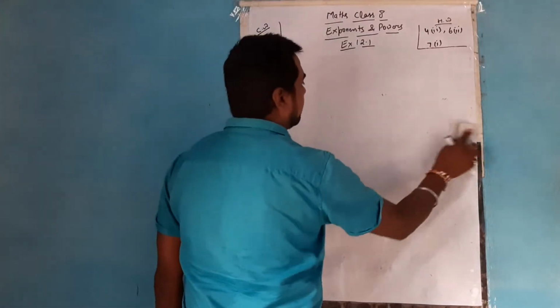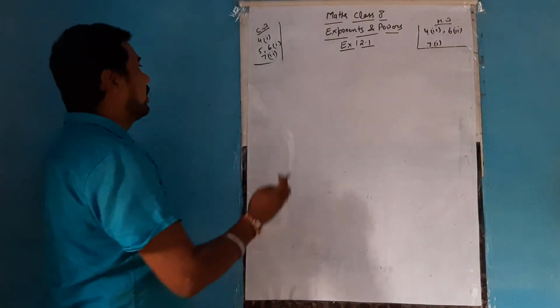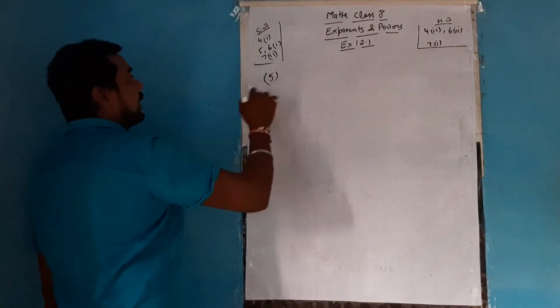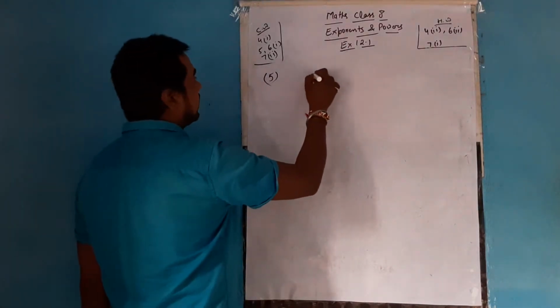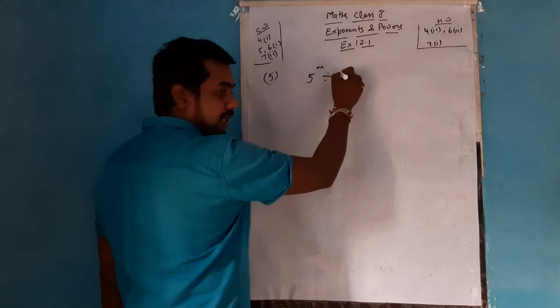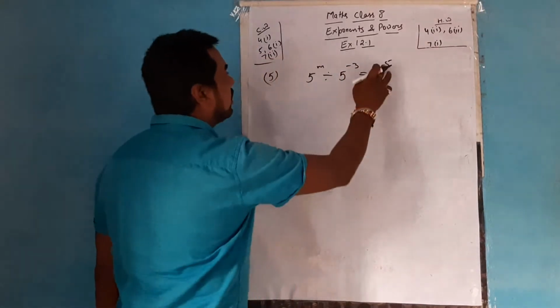Now we'll go to the 5th part, which is related to the last law which I have told you, that if the bases are the same on both sides of the equation, then the powers will be equal. So the 5th question says that 5 power m divided by 5 power minus 3 equals 5 power 5.